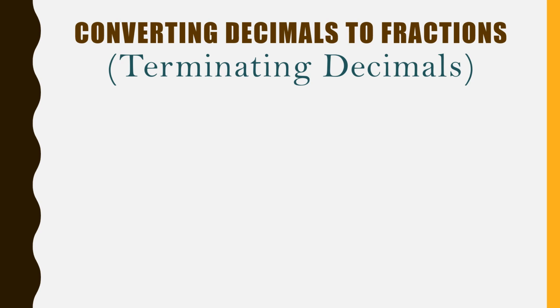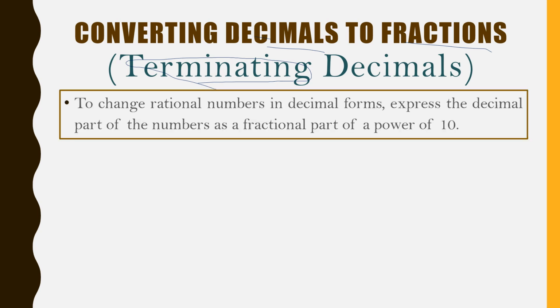Next, we will do the reverse. So we are going to convert decimals to fractions this time. But first, we are going to deal with terminating decimals. When we say terminating decimals, it is a decimal with no repeating numbers on it. Okay, to change rational numbers in decimal forms, express the decimal part of the numbers as a fractional part of a power of 10. Again, you are familiar with the powers of 10. We have 10, 100, 1000, 10,000, 1,000,000, and so on.